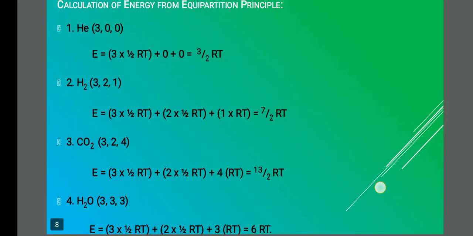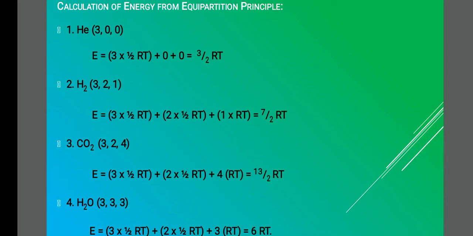And coming to water, it is 333. So 3 into half RT plus 2 into half RT plus 3 into RT. So the final answer is nothing but 6 RT. Is it okay? So I'll repeat this equipartition energy calculation once again.